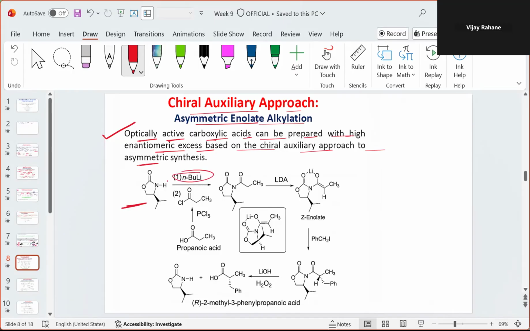When you add butyl lithium on this one, followed by the acyl chloride, what happens? This acyl chloride is prepared from the acid, propionic acid, with PCl5. So we get the acyl chloride. That's okay, so we'll ignore the initial steps.